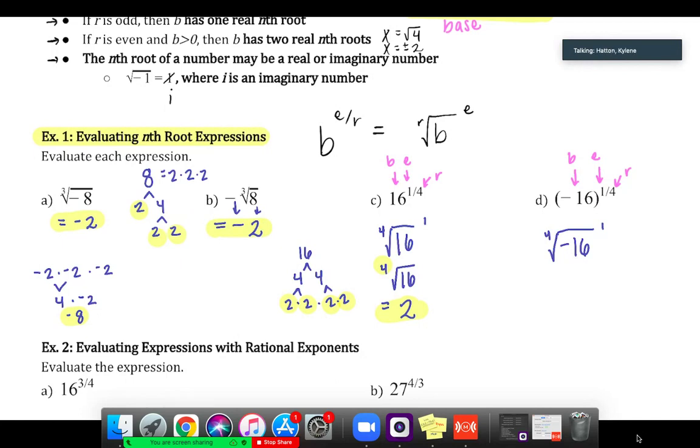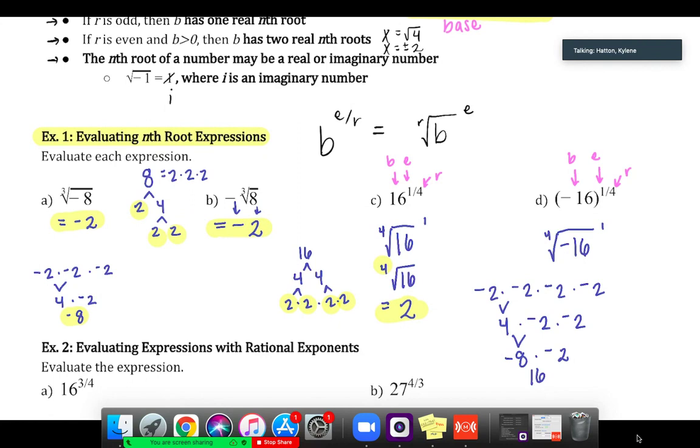So if I test it out, negative 2 times negative 2 times negative 2 times negative 2, so negative 2 to the fourth power: negative 2 times negative 2 equals positive 4, because a negative times a negative is a positive. And then 4 times negative 2 is negative 8. And then times one more negative 2, so negative 8 times negative 2 is positive 16. So the fourth root of negative 16 doesn't actually, not that it doesn't exist, but it's not a real number.